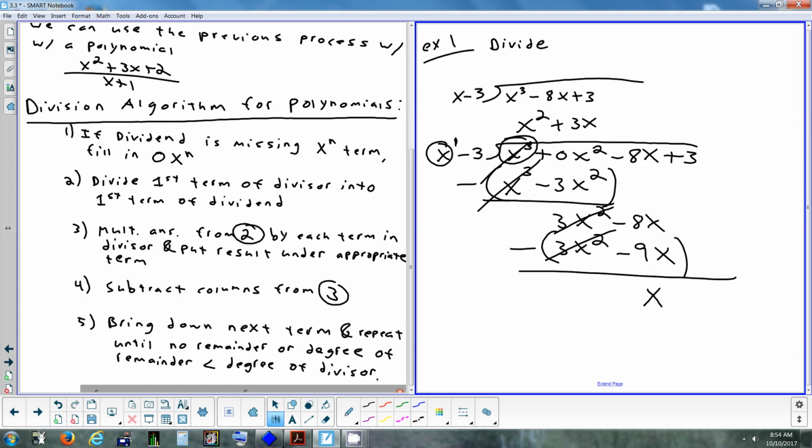My divisor is also a degree 1. So I've got to go one more step, and this is going to be the last time. And I'm either going to get a remainder of 0, or I'm going to get a number. So now bring down the 3. Okay, and do the process one more time.